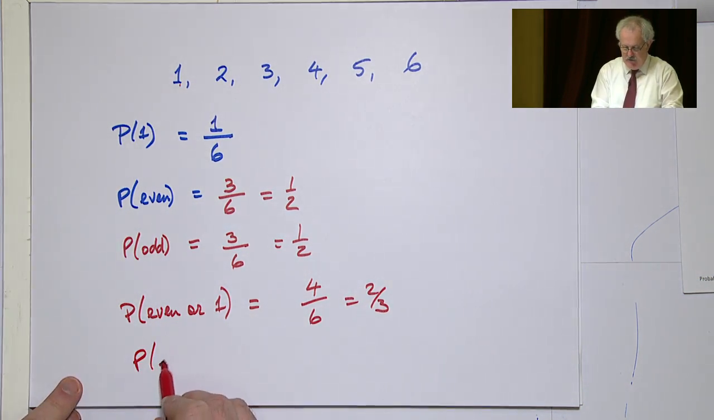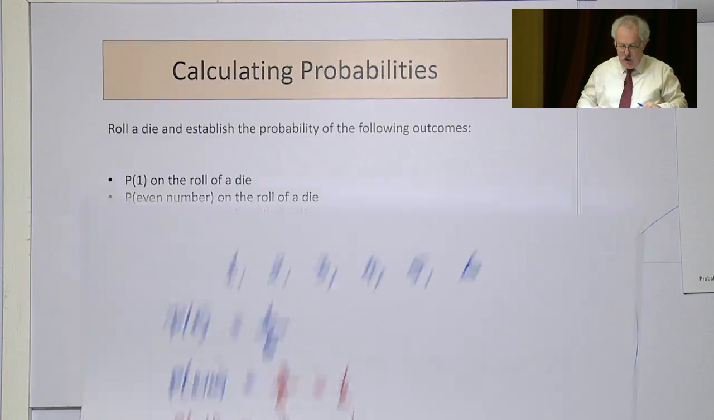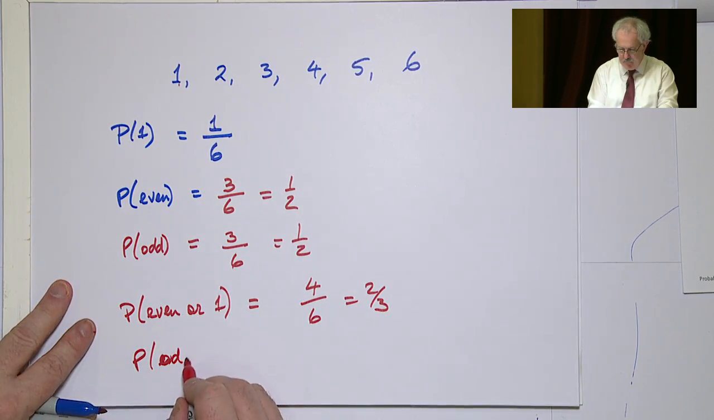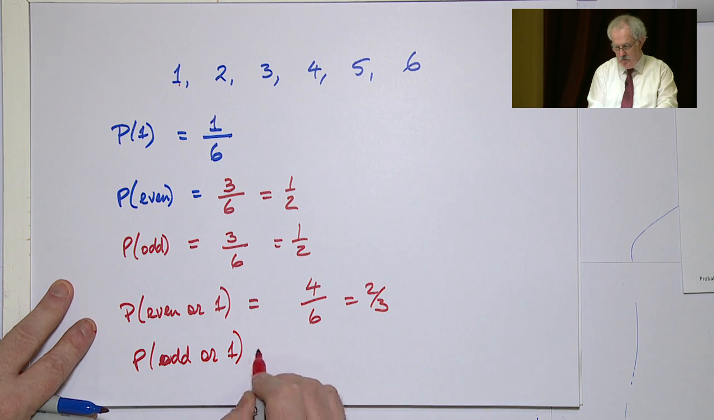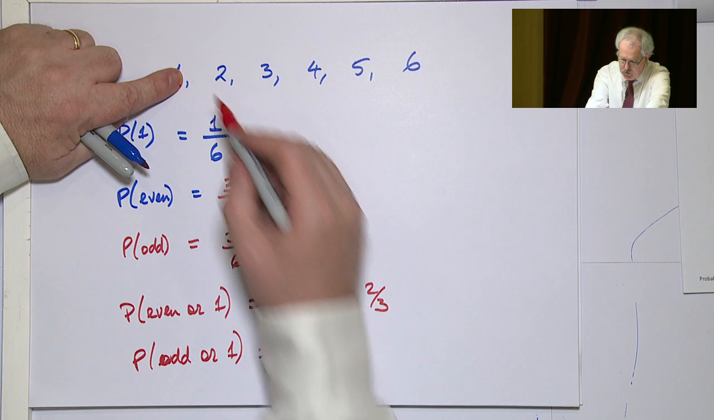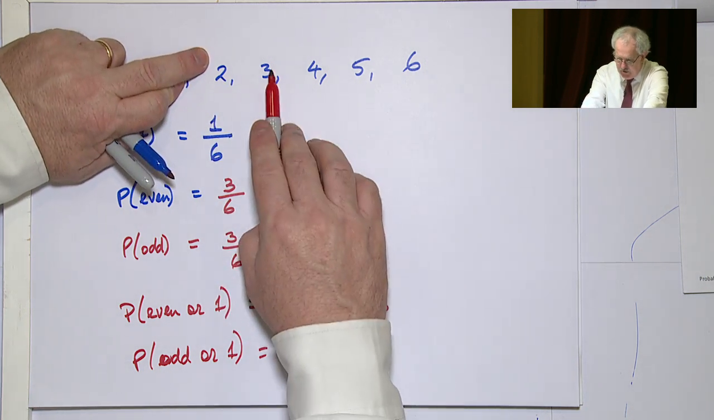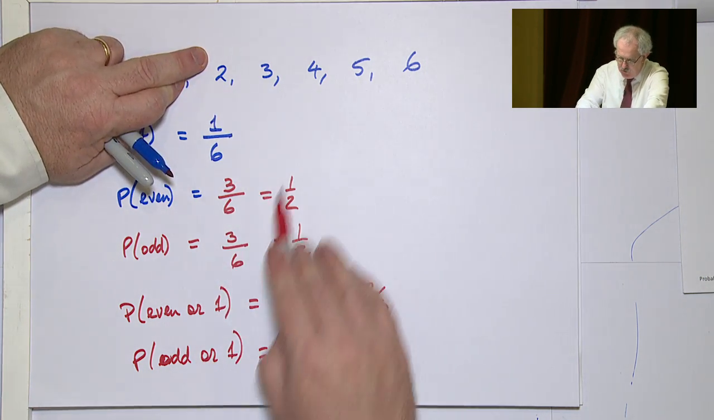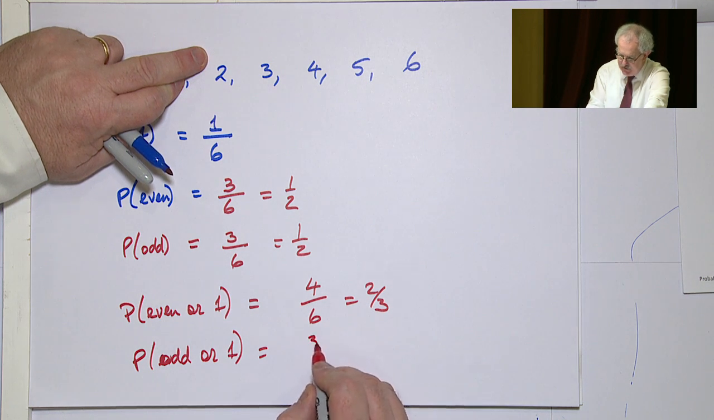The last one is, sorry, is it odd? Odd or 1? Do I count the first one? 1. Is that in? Yep. Is the 2 in? No. 3 in? Yes. 4 in? No. 5 in? Yes. Looks like 3 out of 6.